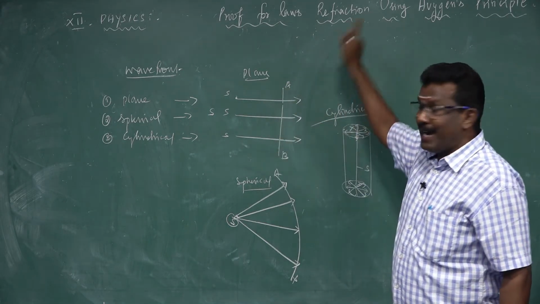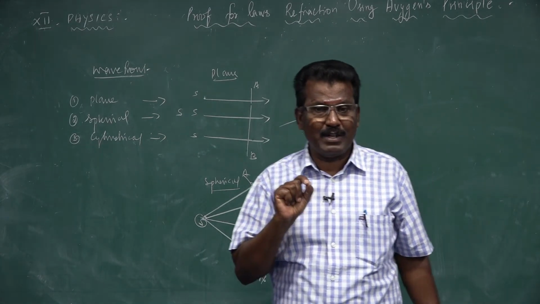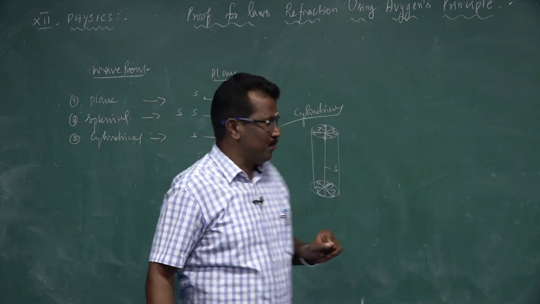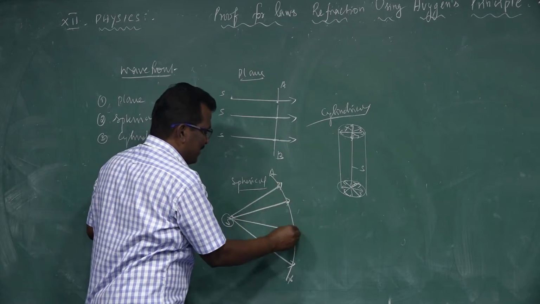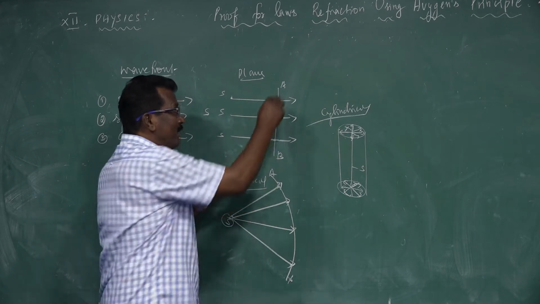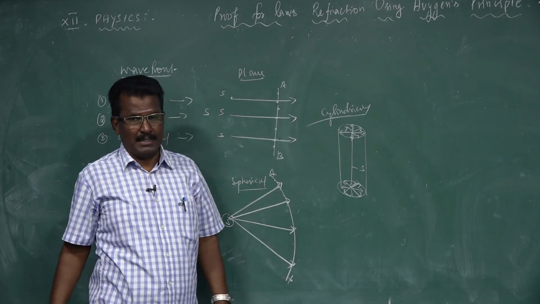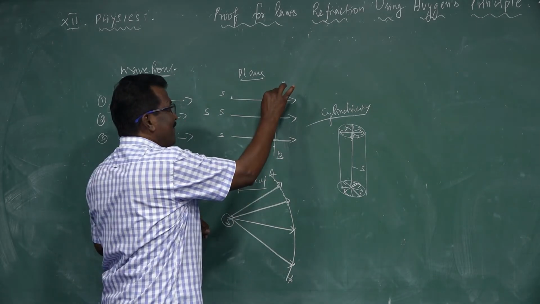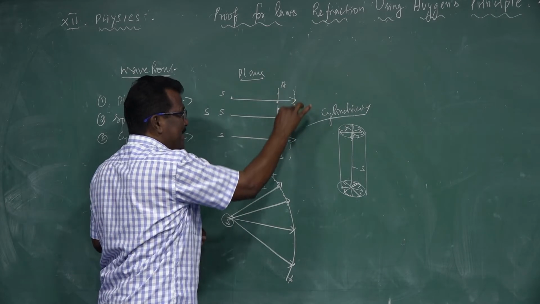By using the wavefront, Huygens proved the law of reflection as well as the law of refraction. What is Huygens' principle? According to Huygens' principle, each and every point on the wavefront is considered to be a source of secondary wavelets, which spread out in the same medium with the speed of light.